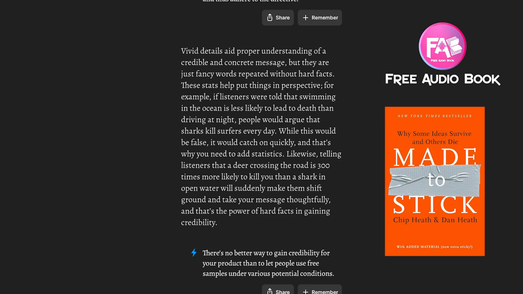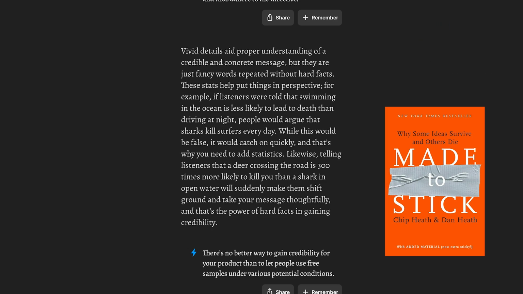Vivid details aid proper understanding of a credible and concrete message, but they're just fancy words repeated without hard facts. These stats help put things in perspective. For example, if listeners were told that swimming in the ocean is less likely to lead to death than driving at night, people would argue that sharks kill surfers every day. While this would be false, it would catch on quickly, and that's why you need to add statistics. Likewise, telling listeners that a deer crossing the road is 300 times more likely to kill you than a shark in open water will suddenly make them shift ground and take your message thoughtfully. And that's the power of hard facts in gaining credibility.